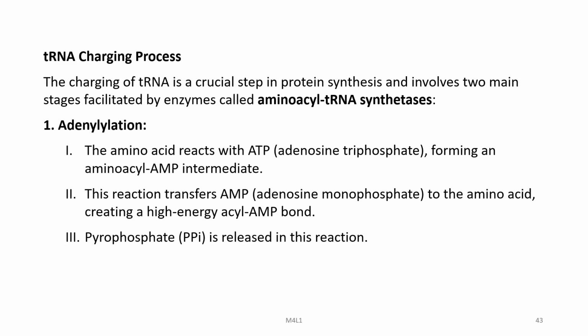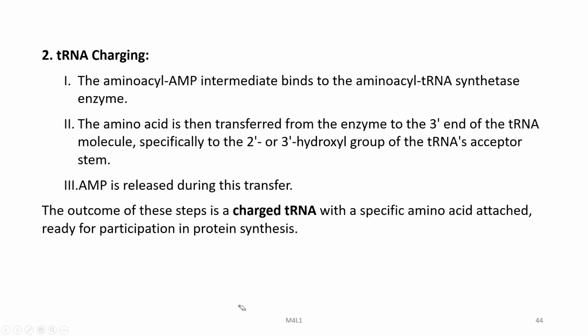tRNA charging process. The charging of tRNA is a crucial step in protein synthesis and involves two main stages facilitated by enzymes called aminoacyl tRNA synthetases. Number one is adenylation. The amino acid reacts with ATP, forming an aminoacyl AMP intermediate. This reaction transfers adenosine monophosphate to the amino acid, creating a high energy acyl AMP bond. Pyrophosphate is released in this reaction.